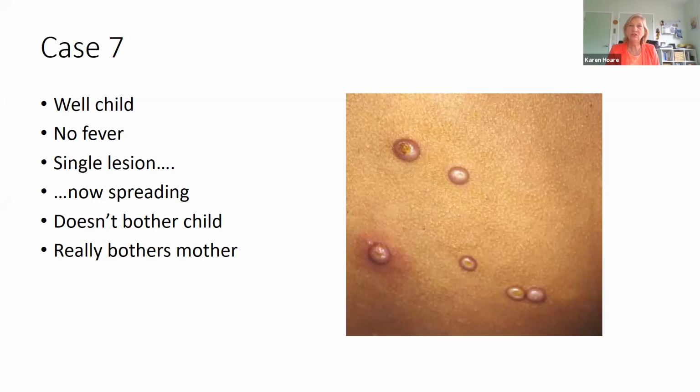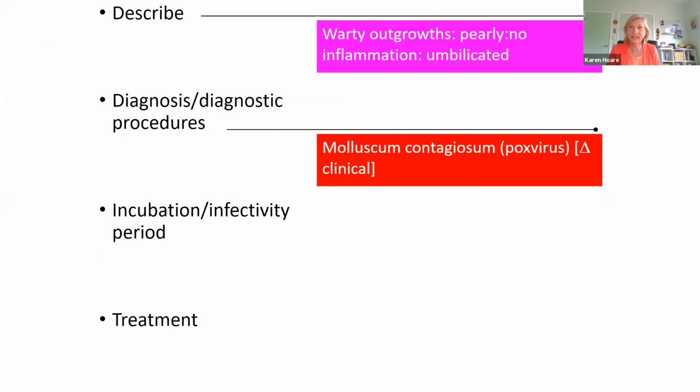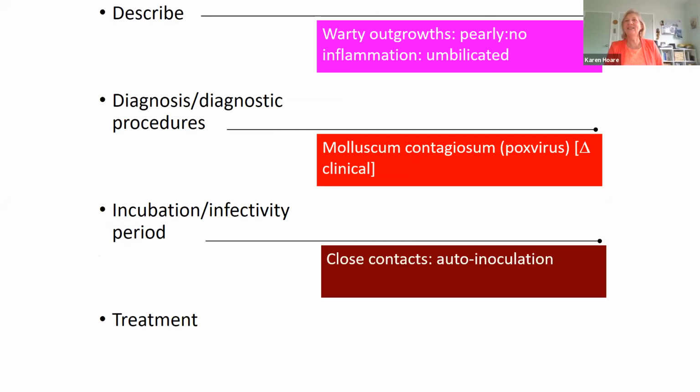Okay, case 7. Well child, no fever, single lesion now spreading. And it's spreading often because of auto-inoculation. Doesn't bother the child, but really bothers the mother. Yep, we've got molluscum coming up. Well done. Warty outgrowths, pearly, no inflammation, umbilicated. So it looks like an umbilicus. Mexican hat. That's the first time I've heard it called that. Molluscum contagiosum, pox virus. Yes, close contacts and auto-inoculation.